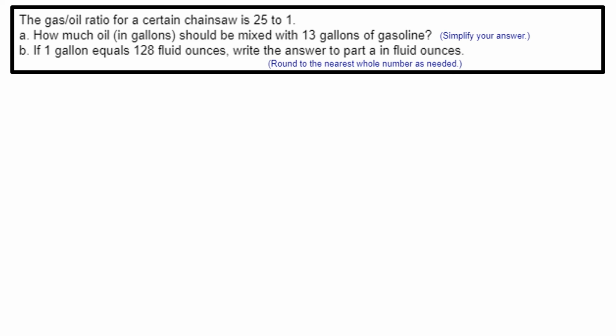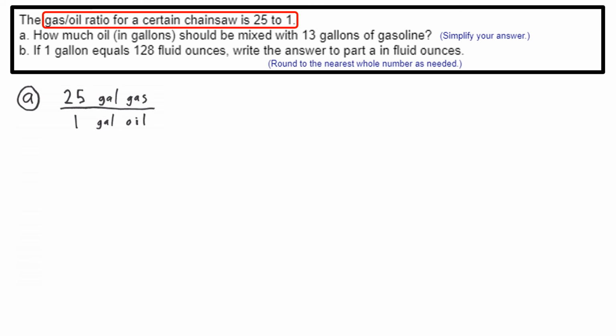The gas-oil ratio for a certain chainsaw is 25:1. Part A asks us how much oil in gallons should be mixed with 13 gallons of gasoline. The key is to notice that it's telling us that the ratio is 25:1. But what are the units? At first it might appear there are no units. But if we look at the sentence more carefully, it says the gas-oil ratio. Since they wrote gas before oil, the 25 will line up with gas and the 1 with oil.